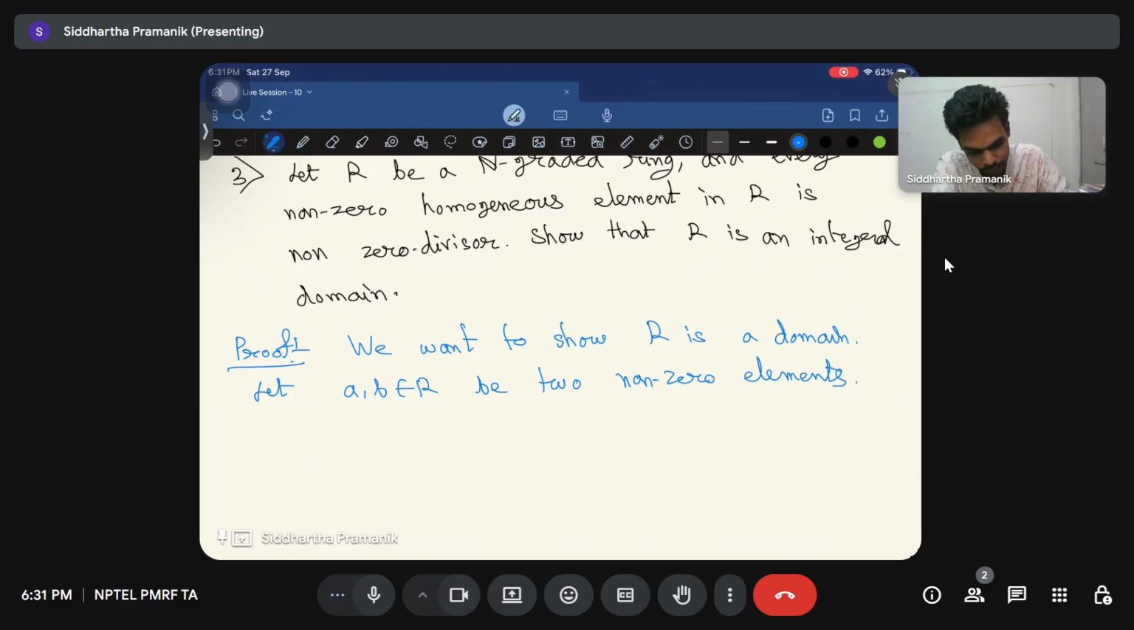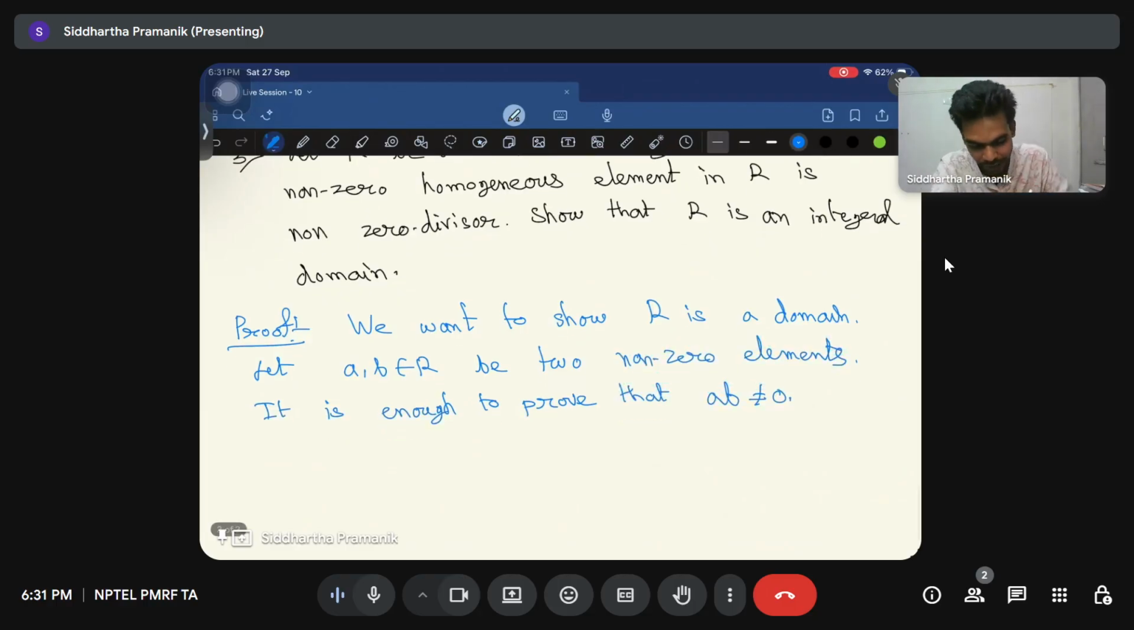So we need to prove that if these two elements are non-zero, then their product is non-zero, right? That means they cannot be zero divisors. Then it is sufficient to prove that A times B is non-zero.